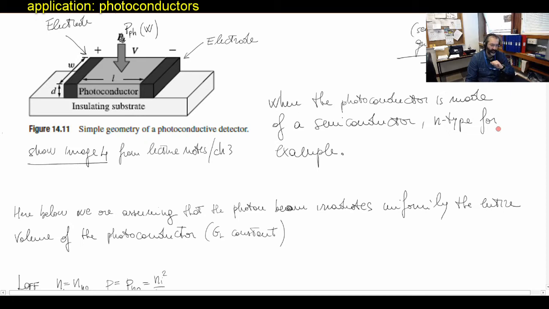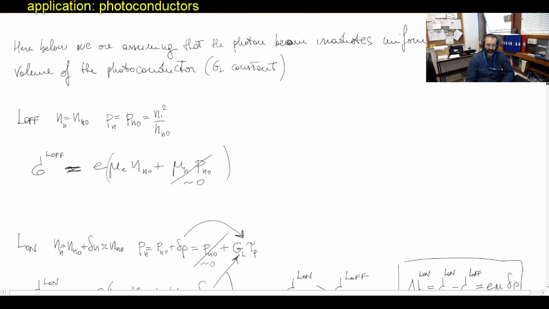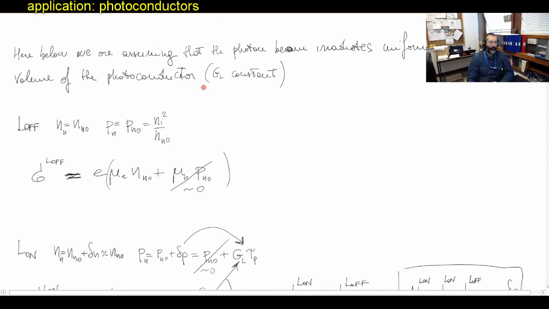So what we said at the time is that if we assume that the semiconductor is thin enough, so that effectively GL, the generation rate, is constant throughout the bulk of this piece of semiconductor, things are much simpler to analyze in this way. We had seen that when light is off, the density of electrons in this n-type semiconductor is Nn0, the thermodynamic equilibrium value, and Pn is Pn0, which is ni squared over Nn0, and because this is n-type, Pn0 is extremely small, so these two quantities may differ by 15 orders of magnitude.